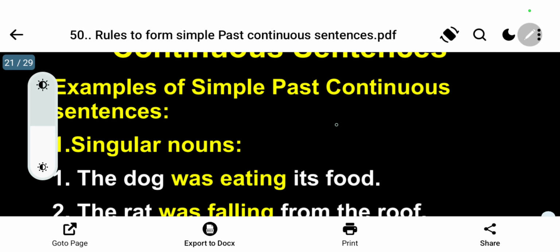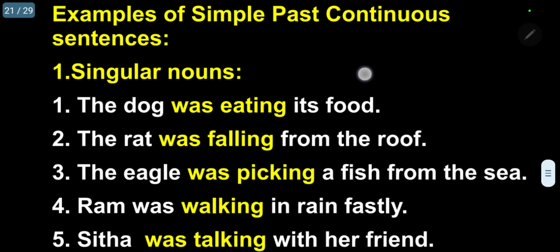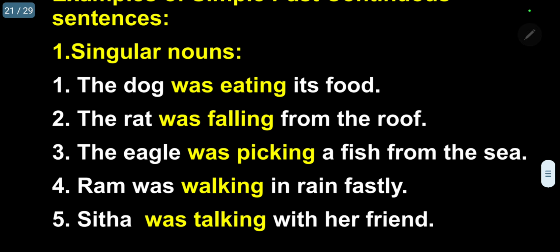Now I will go for examples. First I will take nouns. Under the singular noun, I will give you examples. Example: The dog was eating its food. Please follow, ing because of two vowels. That's why I am not adding the double T. The rat was falling. Kindly follow, consonant plus ing.